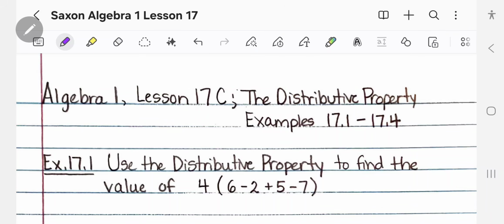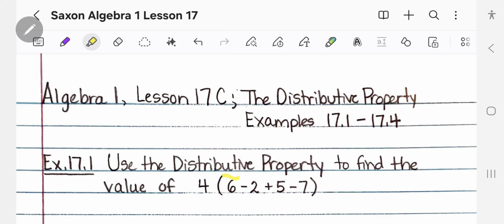This is Algebra 1, Lesson 17C, the distributive property. Examples 17.1 through 17.4. For example 17.1, use the distributive property to find the value of 4 times the quantity 6 minus 2 plus 5 minus 7.